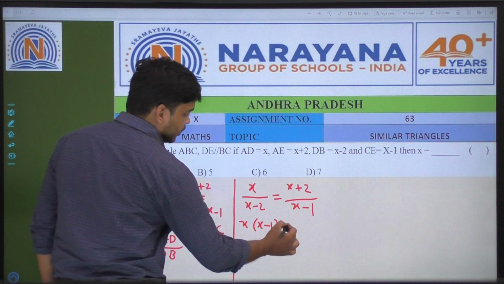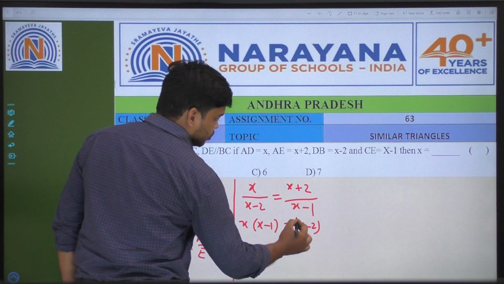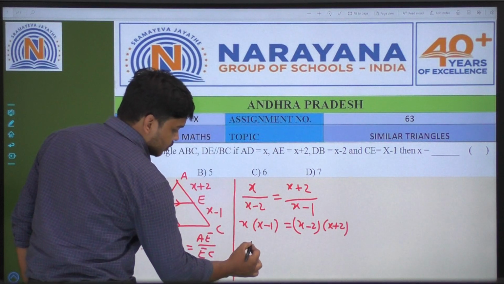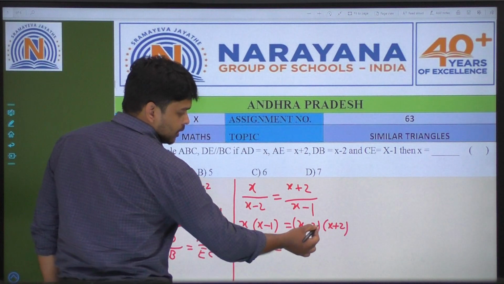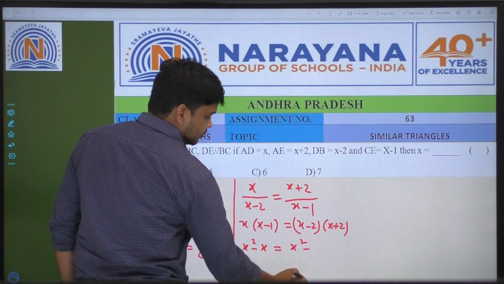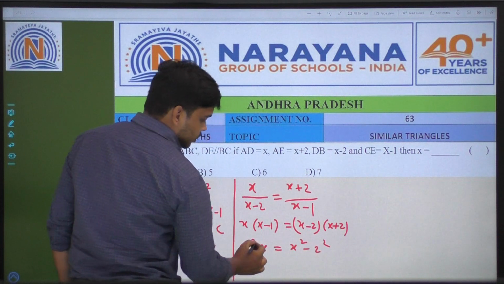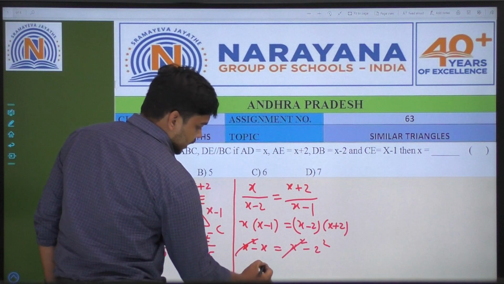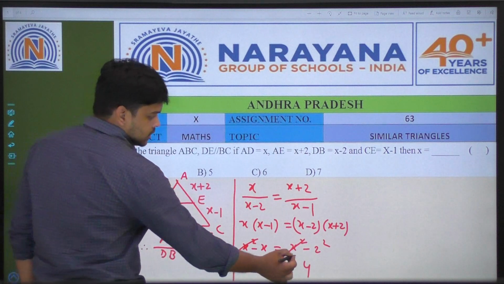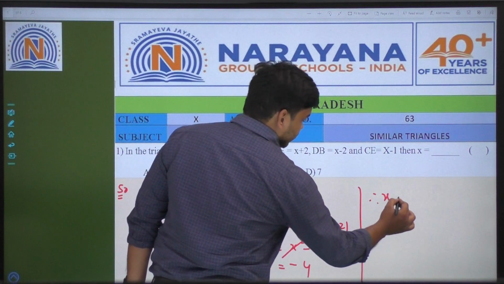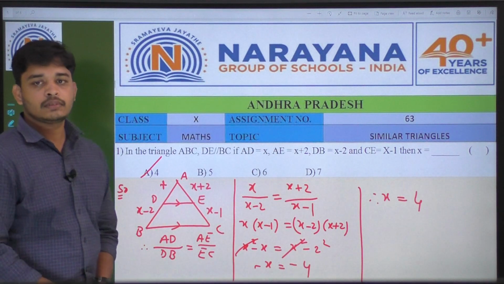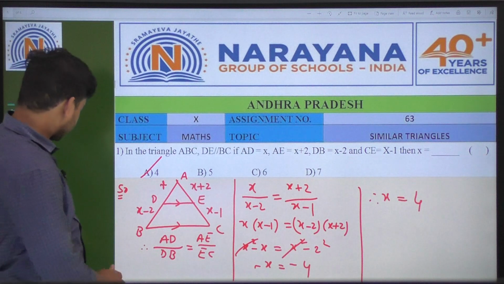X into X minus 1 is equal to X minus 2 into X plus 2. So X into X, X square minus X is equal to, here A minus B into A plus B is A square minus B square, that is X square minus 2 square. So X square gets cancelled. Here minus X is equal to minus 2 square value, which is 4. So minus X is equal to minus 4. Therefore X is equal to 4. Option A.